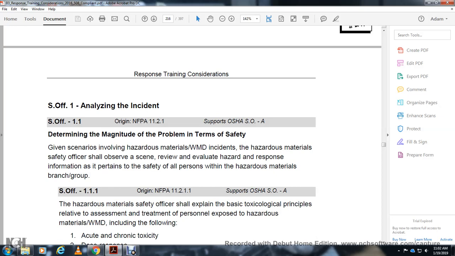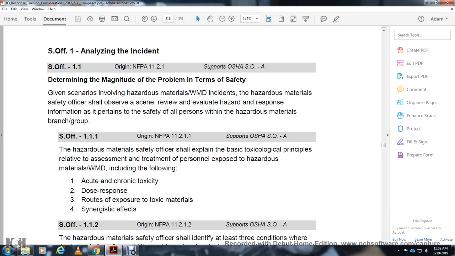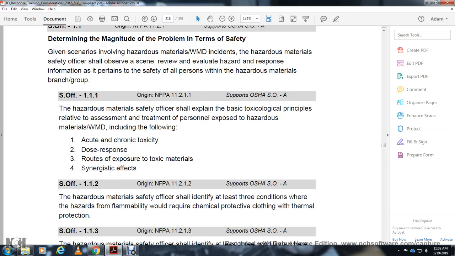The hazmat safety officer should explain the basic tactical principles of the assessment and treatment of the personnel exposed by the hazmat, including the following: acute and chronic toxicity, dose response, routes of exposure to the toxic material, and synergistic effects.